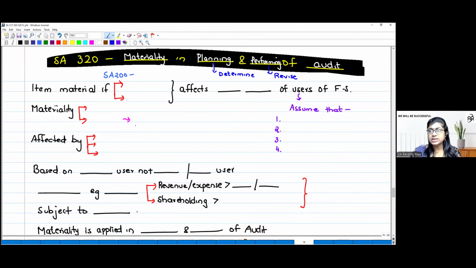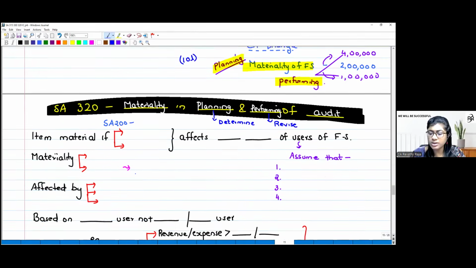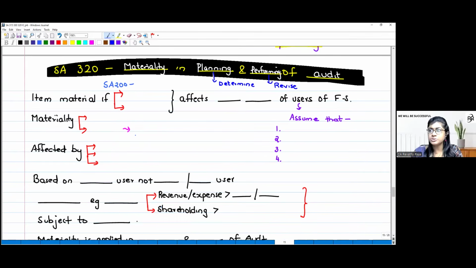An item is said to be material if, assume in the company where Danya is doing audit, an item is there 10 lakh. Material or immaterial? Material. If that is misstated or omitted, it will affect whose what? User's decision making. Had the user known this, they would not have invested in the company. You learn in AS1, na? Materiality, substance over form, prudence, same meaning.